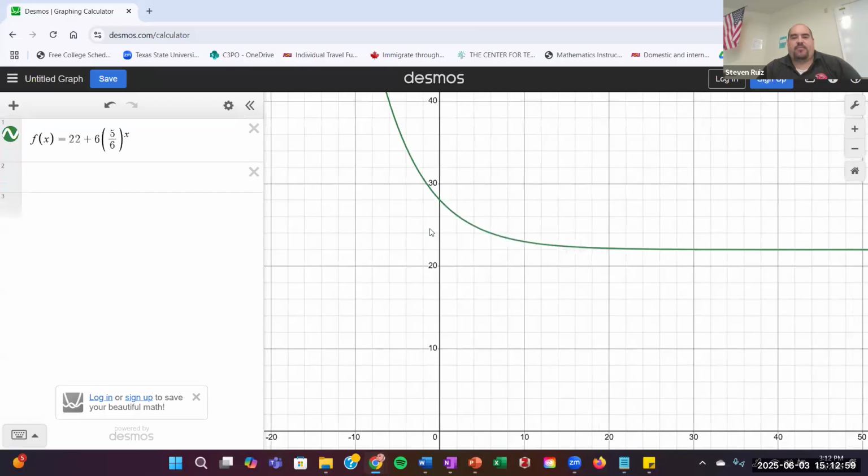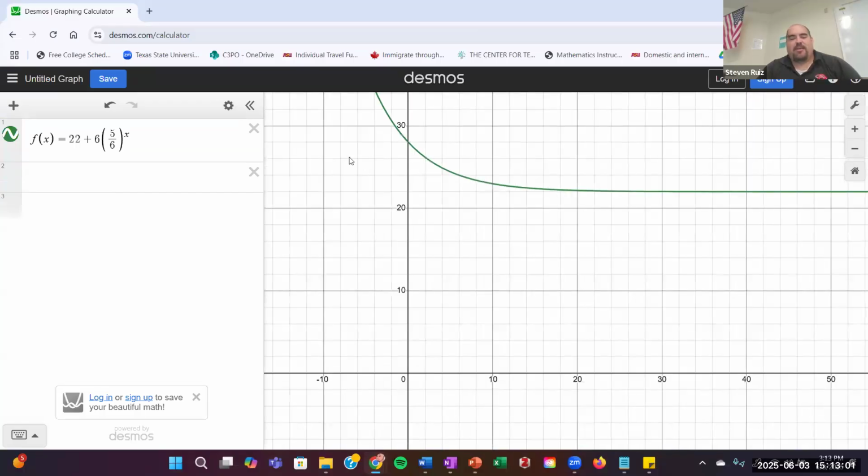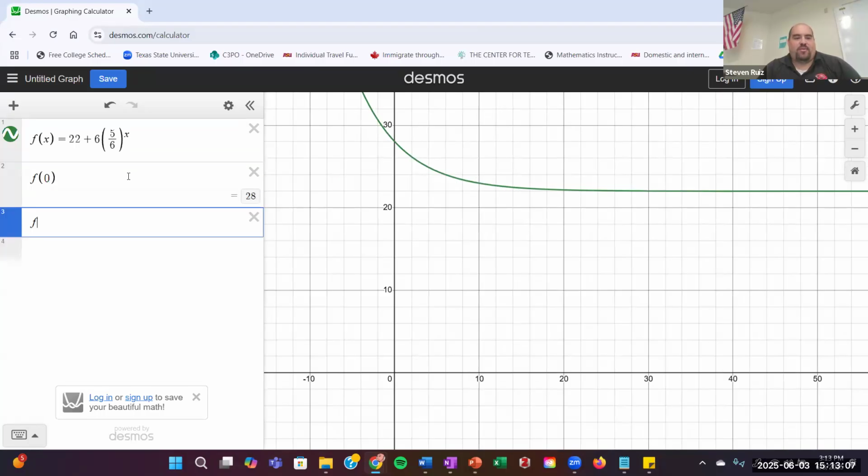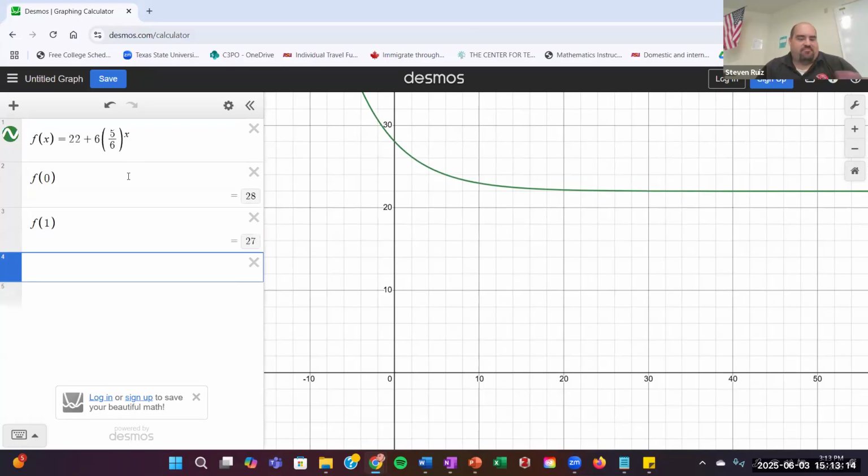And what do I want to find out? Remember, we're going to look backwards in time. One thing I want to make sure about: what's f of 0? 28. What's f of 1? Okay. So just double-checking the data. That doesn't absolutely prove I did everything right, but it's a good checker.